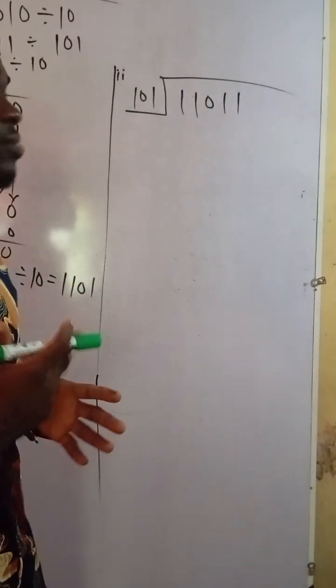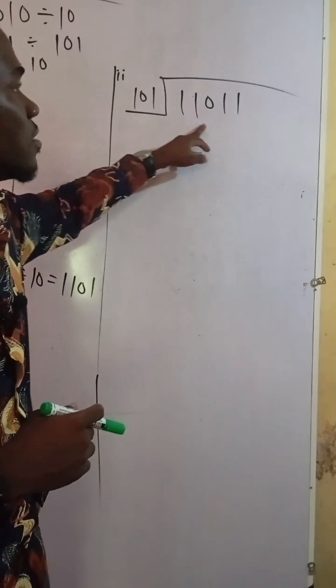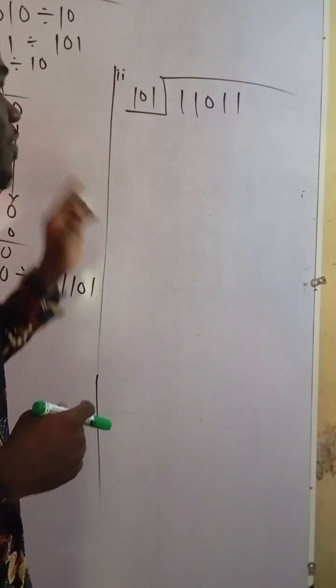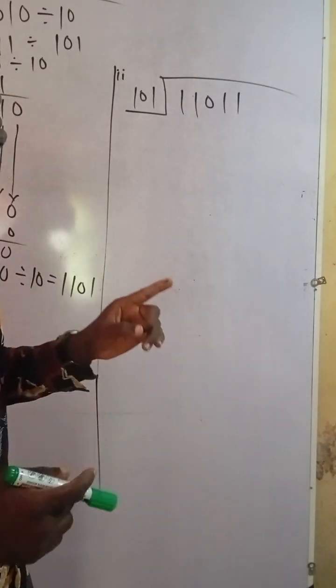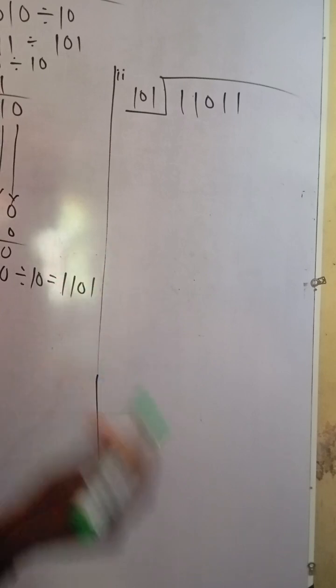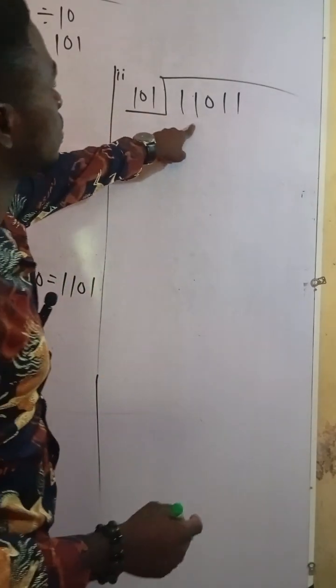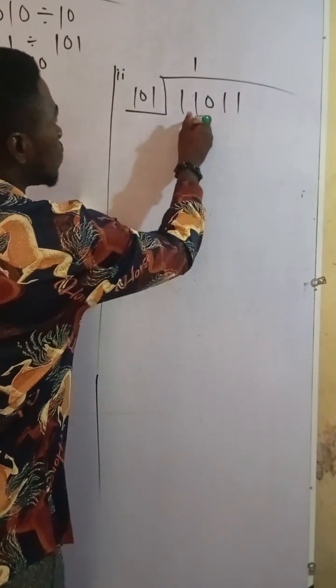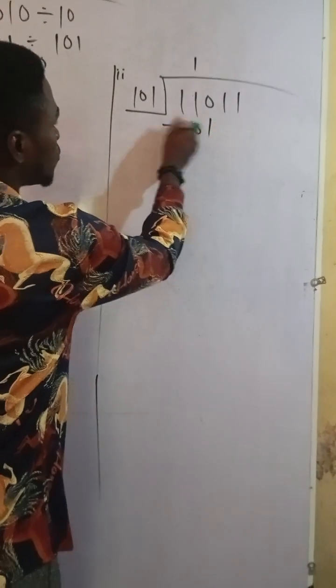Now, if it is possible for the divisor to divide the values you pick, your result is going to be 1. That is, if it is possible to go, you just have 1. If it is not possible, 0. Now let's go. 101 into 110 is possible, which is 1. Now you say 1 times 101, you have 101. We do subtraction again.